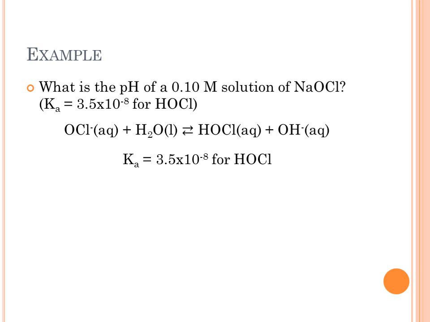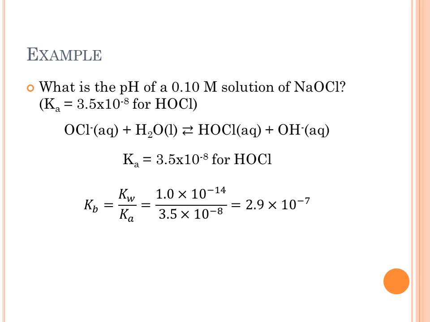Ka, we said for hypochlorous acid, was 3.5 times 10 to the negative 8th. So we want the Kb for the anion, because that's what we really are shooting for. Kw divided by Ka, 1 times 10 to the negative 14th divided by 3.5 times 10 to the negative 8th is 2.9 times 10 to the negative 7th for the Kb for the hypochlorite ion.